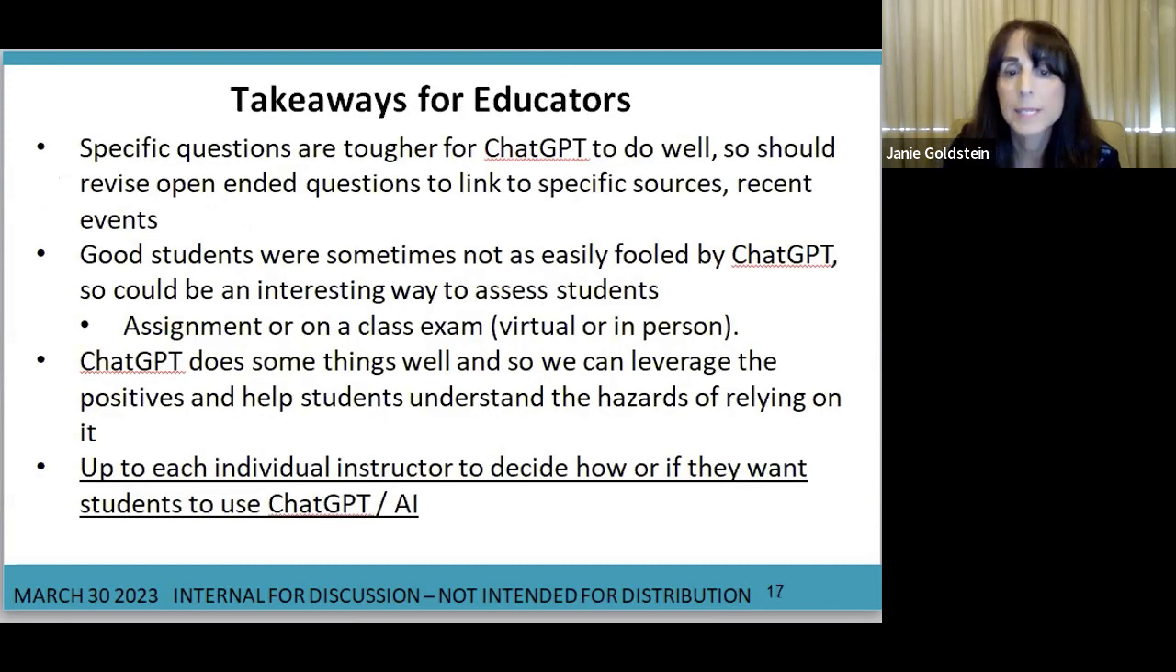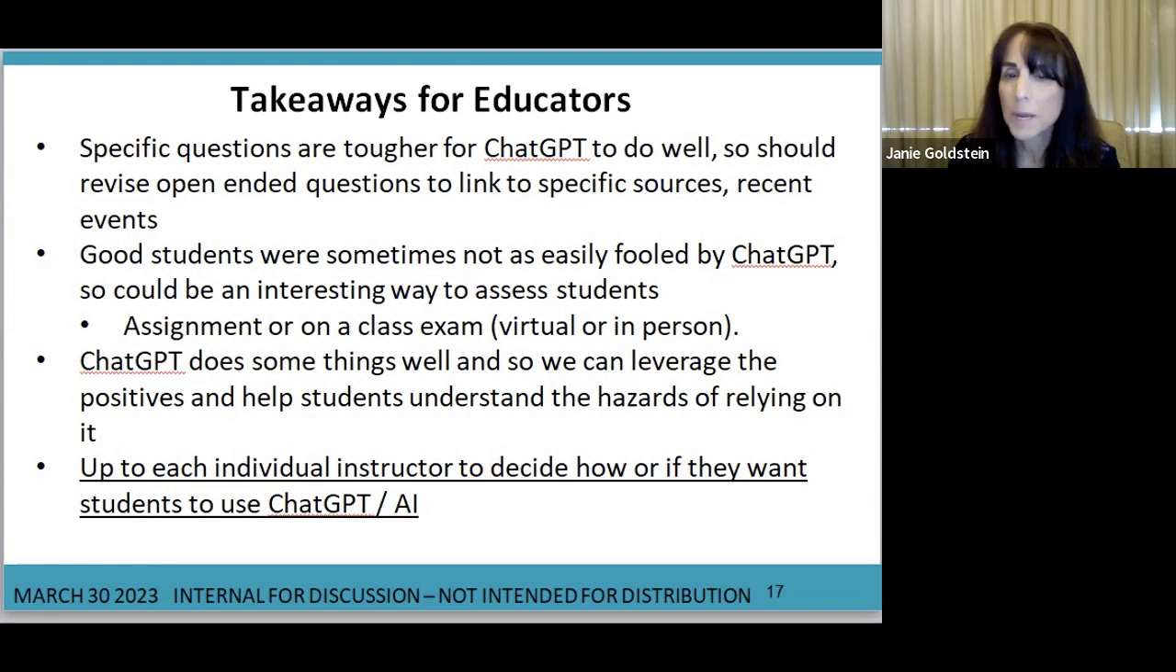So I started to think about, well, what were my takeaways? Like, what did this exercise make me realize? And I realized that specific questions are really tougher for ChatGPT to do well. Open-ended questions can be handled really well, but when they're linked to specific sources or recent events, ChatGPT does not handle them well. I realized that the good students were very easily fooled or swayed by ChatGPT, but students who gave it a little bit more thought weren't as swayed.